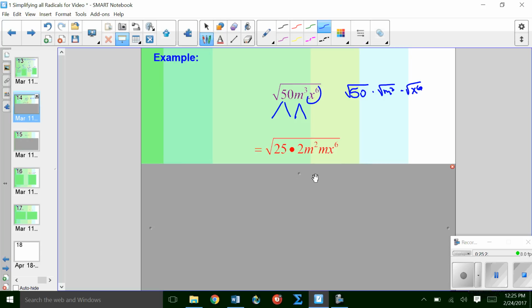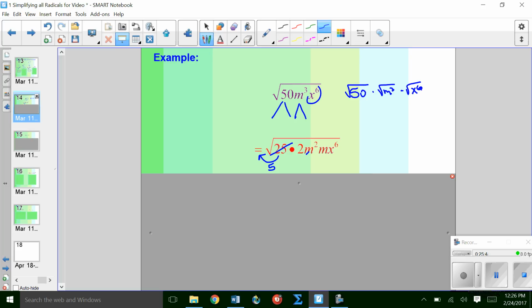So that should look like the square root of 25 times 2, which is 50. Then the m cubed breaks to m squared times m to the 1st, and the x to the 6th we keep because it already has an even exponent. At this point, I'm going to show that the 25 will come out. Square root of 25 is 5. Square root of 2 does not go anywhere. We can't simplify that further.